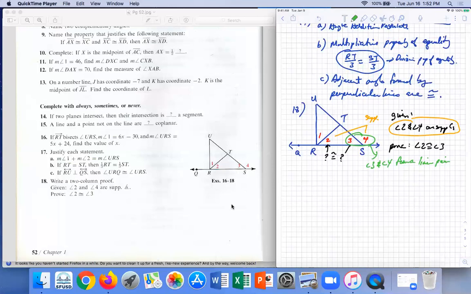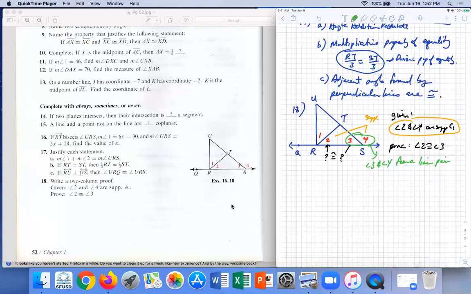So if you've been going straight by the book and not having new vocab or anything such as linear pair postulate, they would say that that step would be angle addition postulate. I'm going to use linear pair postulate. 3 and 4, they form a linear pair. It says that they are supplementary.